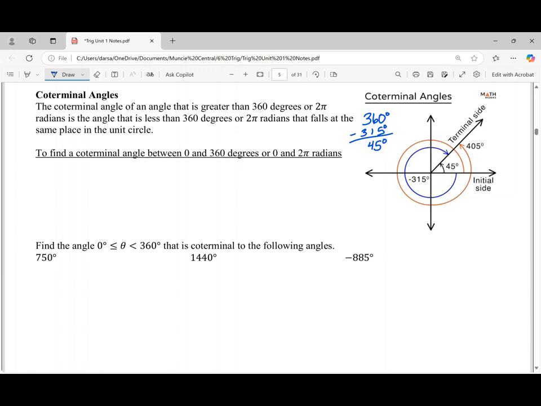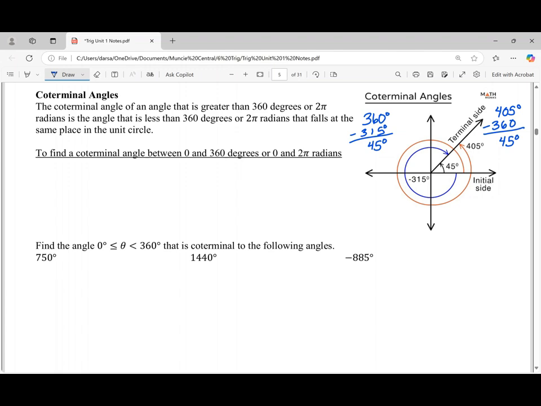And what about this 405 degrees? Well, that's bigger than 360 degrees. So if we subtract off a full circle, 360 from 405, guess what we get? Well, we're just landing on 45 degrees, on that same spot again. So we've gone a full circle and then landed right back on the 45 degrees.